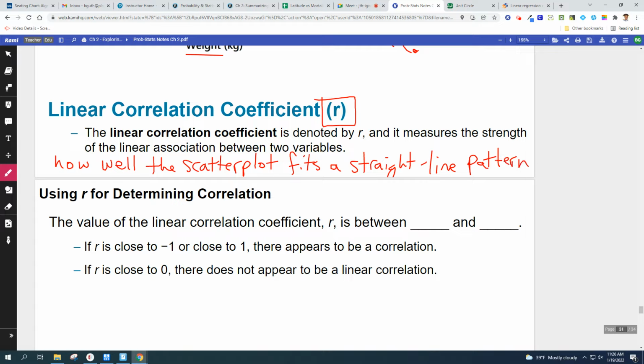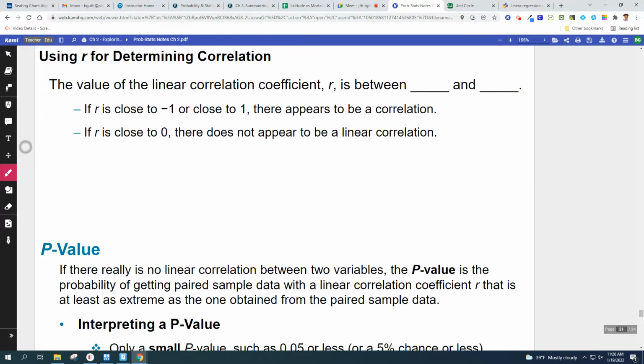How well the dots fit a straight line pattern. Using R for determining correlation, the value of the linear correlation coefficient R is between -1 and 1. I believe we did that a little bit last semester in finite. We're going to dig more into it though. If R is close to -1 or close to 1, there appears to be a correlation. If R is close to 0, there does not appear to be a correlation.